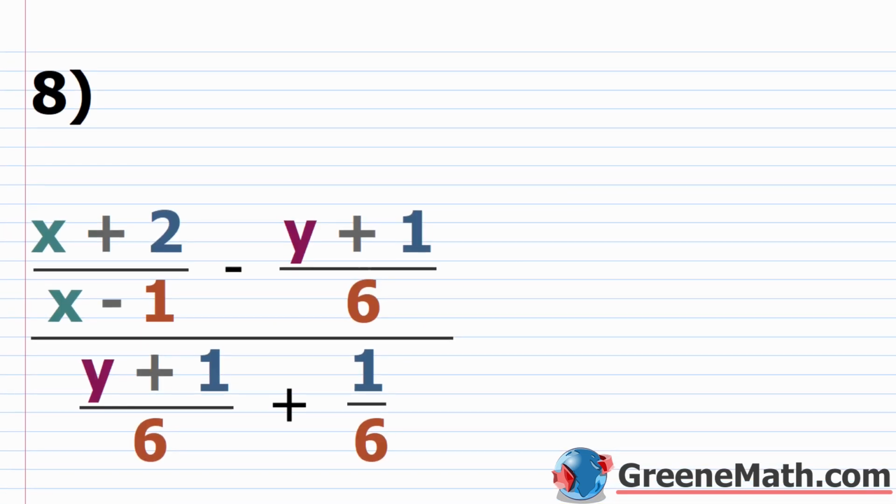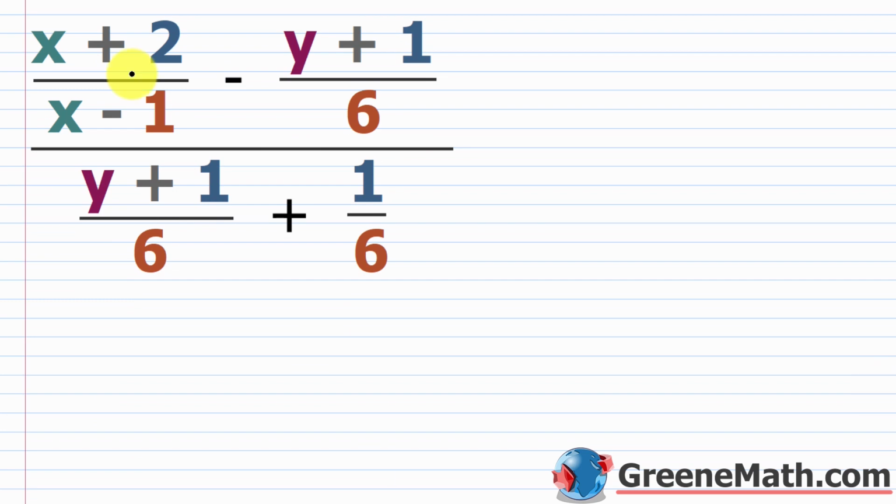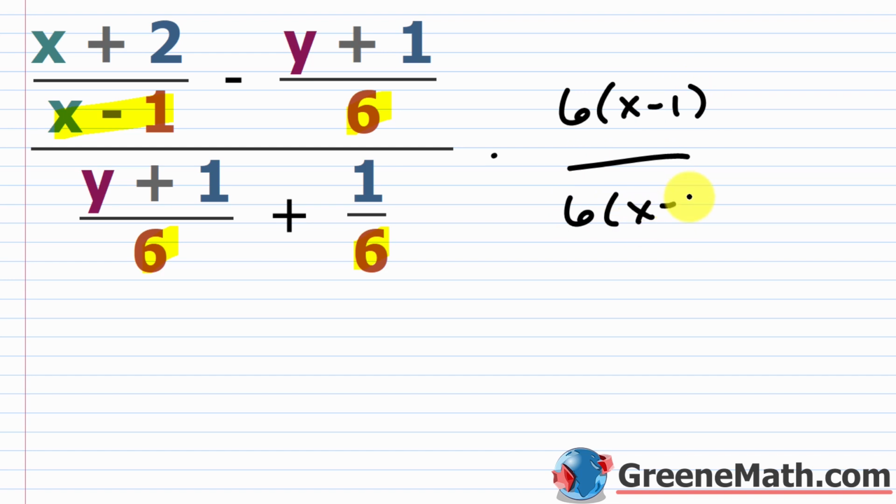All right, let's look at problem 8. So we have x plus 2 over x minus 1 minus y plus 1 over 6. Then we're over y plus 1 over 6 plus 1 over 6. All right, so x minus 1, 6, 6, and 6. So the LCD there is just 6 times the quantity x minus 1. It's pretty easy.